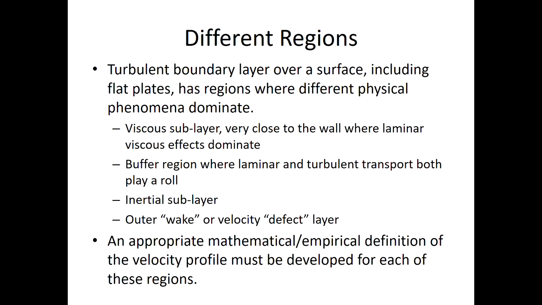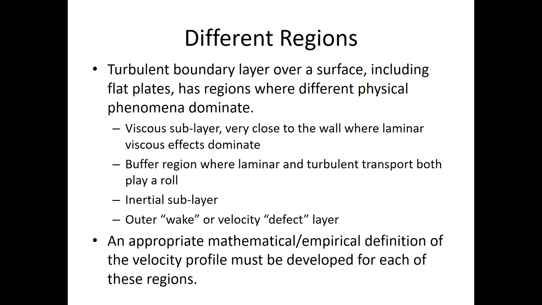Only laminar diffusion exists. Then there is a small buffer region just above this viscous sublayer, where viscous diffusion, molecular diffusion, and small scale eddies both exist. Then the next layer out is called an inertial layer, where the viscous diffusion is weak, so we can neglect it. Only the eddies exist. Finally, you have an outer layer, between the inertial sublayer and the outer potential layer, called the defect layer. So we're going to walk through these regions one by one in our discussion.